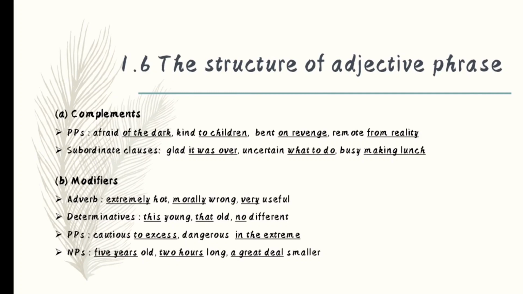Cautious is a head, and the modifier is "to excess." It is a prepositional phrase. And the fourth modifier is a noun phrase. For example, 5 years old, 2 hours long, and a great deal smaller. "5 years" is a noun phrase, and this is a modifier, and "old" is the head.